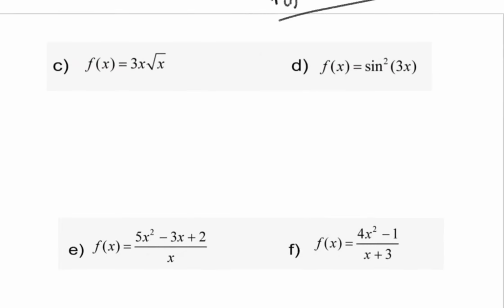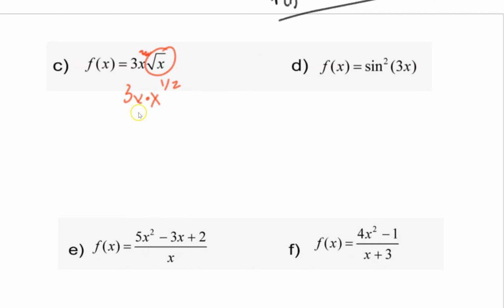This next one's annoying because of the algebra of it. You have 3x times square root of x. Now you could do a little product rule if you want, but the easiest way to do this is this. First you have to rewrite this always. We never leave radicals. You have to change them to x to the 1/2. So now we have that.